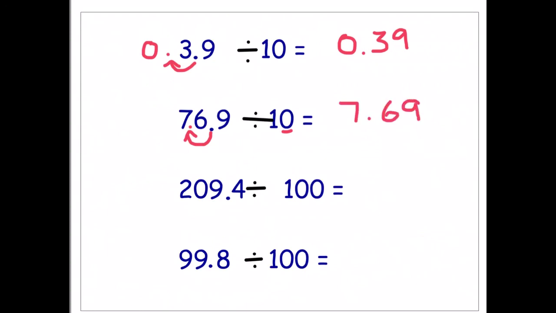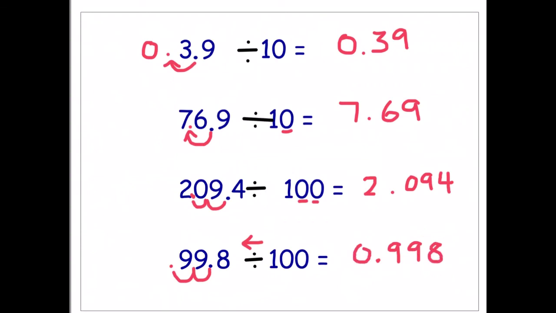Third question, 209.4 divided by 100. Moving our decimal point 2 places to the left, once, twice, so my decimal point finishes up after the 2, 2.094. And the final question, again moving your decimal point to the left for division, and we're going there twice, 1, 2, so the decimal point will finish up before the 9, so it's 0.998, and you need a 0 at the very start, of course.